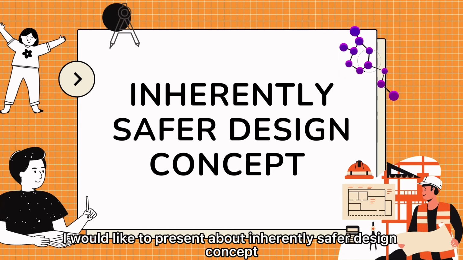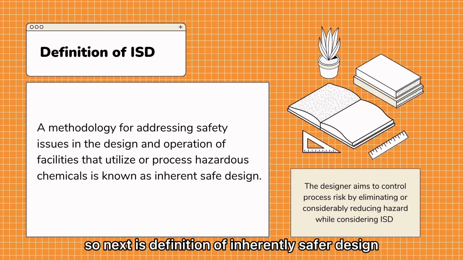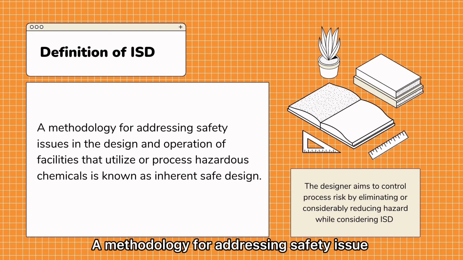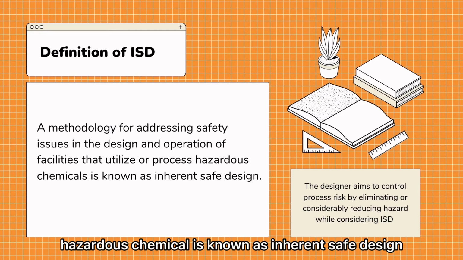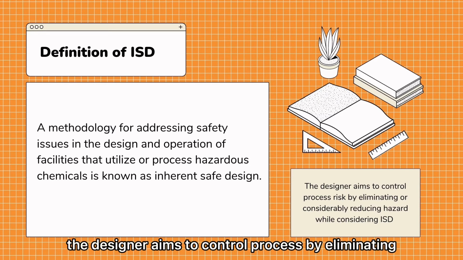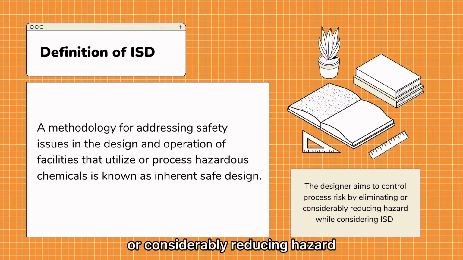Today I would like to present about inherently safer design concept. So next is the definition of inherently safer design. A methodology for addressing safety issues in the design and operation of facilities that utilize or process hazardous chemicals is known as inherent safe design. The designers aim to control process risk by eliminating or considerably reducing hazards while considering inherently safer design.